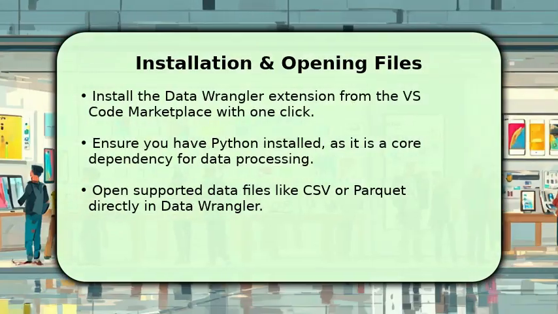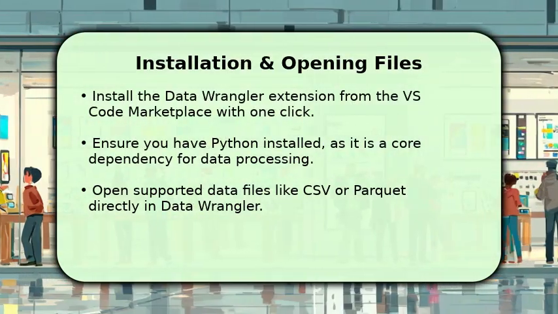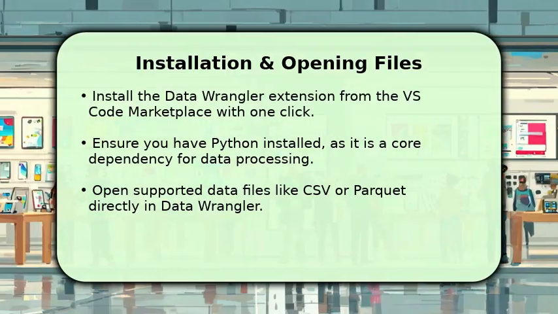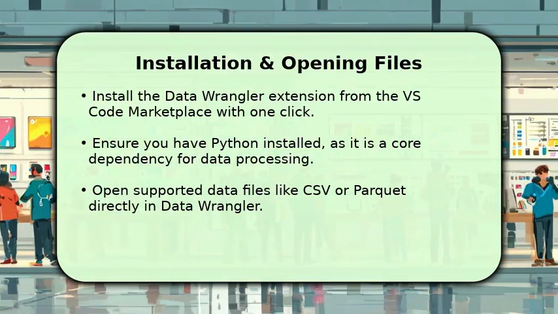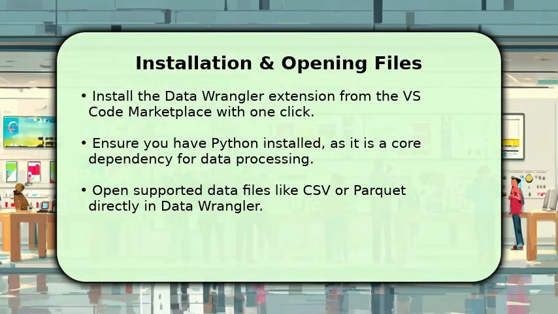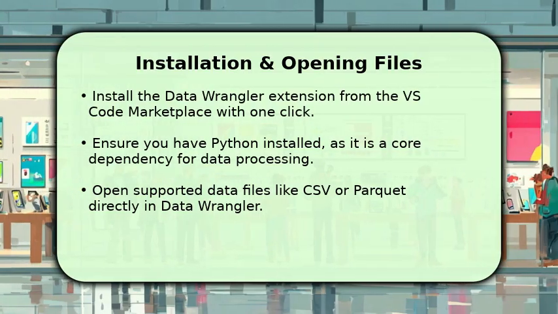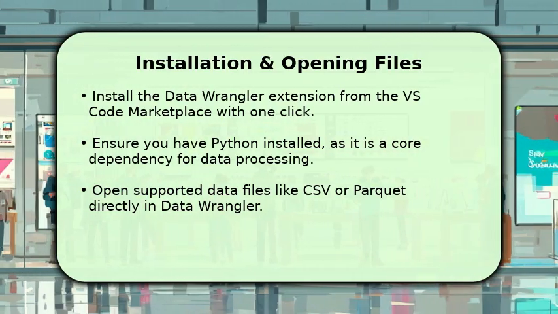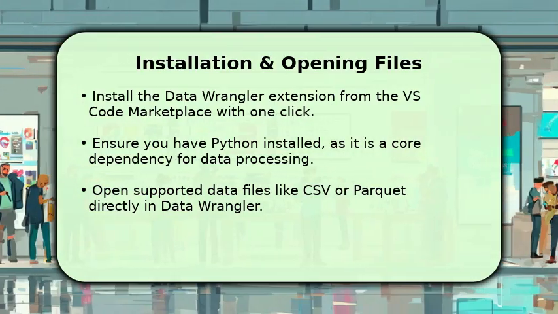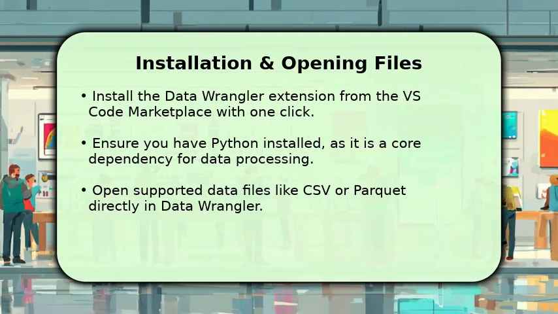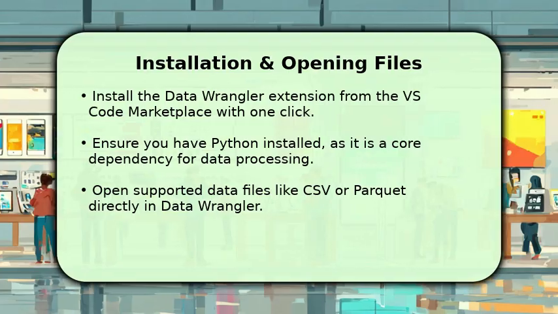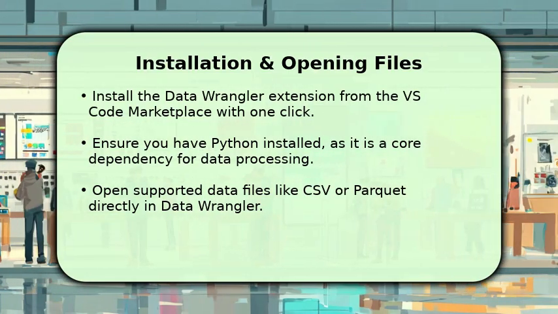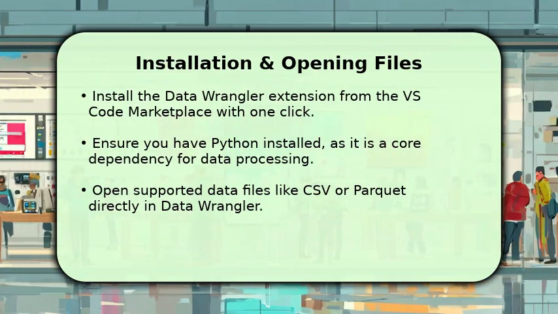To begin, install the Data Wrangler extension directly from the VS Code marketplace. The process usually takes less than 30 seconds. Make sure you have a working Python installation on your system, as it powers many of the underlying operations. Once installed, simply right-click on a data file, such as a CSV or Parquet, in your VS Code Explorer and select Open in Data Wrangler.